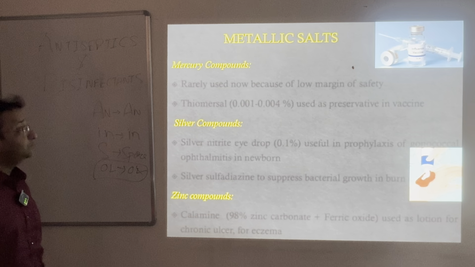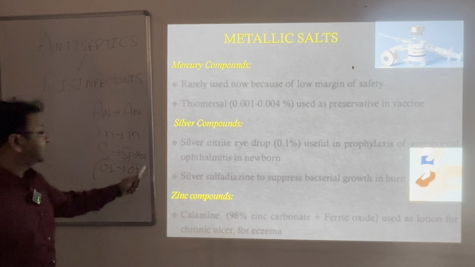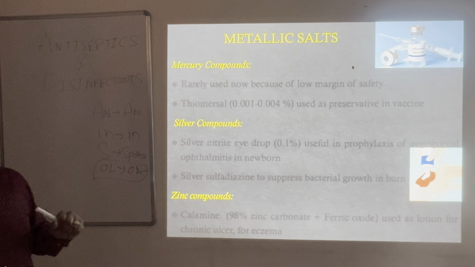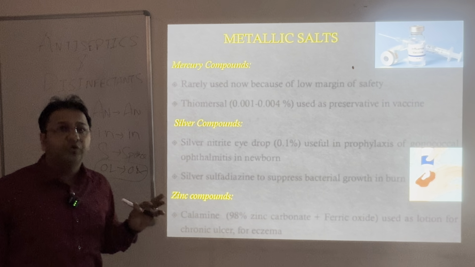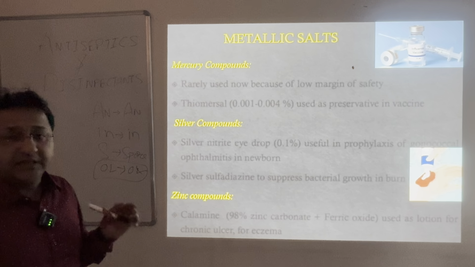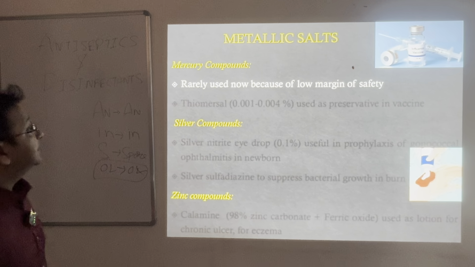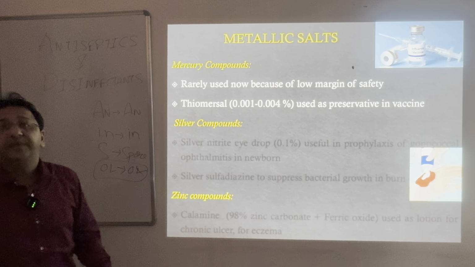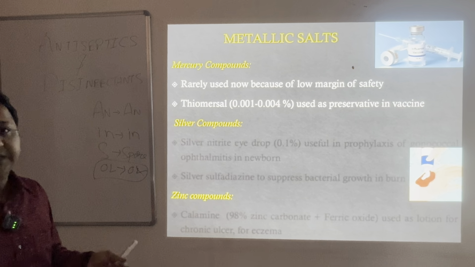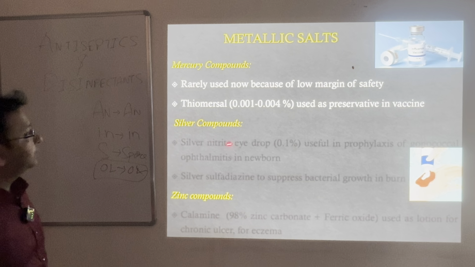Okay. Three metallic salts: mercury, silver, zinc. Mercury, you have heard about mercury poisoning. Nowadays we don't use mercury, but there is one thing where a mercury derivative, thiomersal, is used. Thiomersal is used to preserve vaccines. The vaccines are preserved with this thiomersal preservative in a concentration of 0.01 to 0.004%.